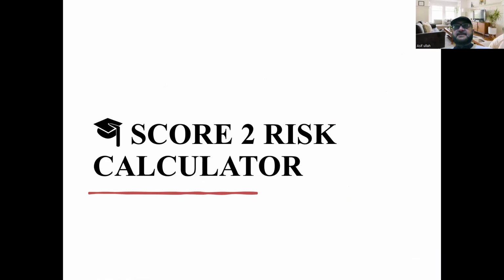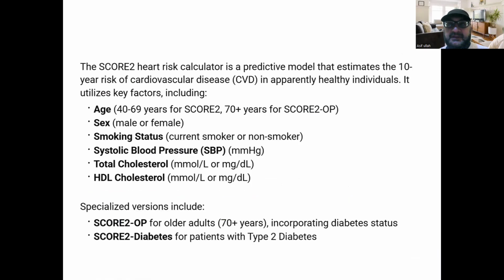There is a score called SCORE2, a risk calculator, and we can know the chance of cardiovascular disease in an apparently healthy person. There are key factors utilized in this scoring: age, like 40 to 69, and 70 plus go for SCORE2-OP; gender, male or female; smoking status, current smoker or non-smoker; systolic blood pressure; total cholesterol and HDL cholesterol, along with LDL cholesterol.